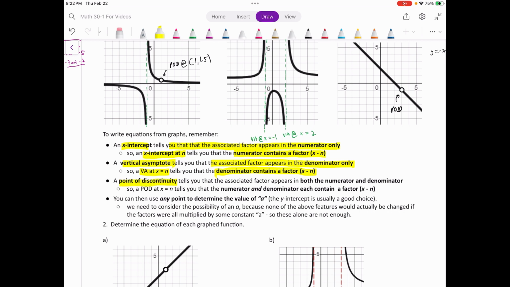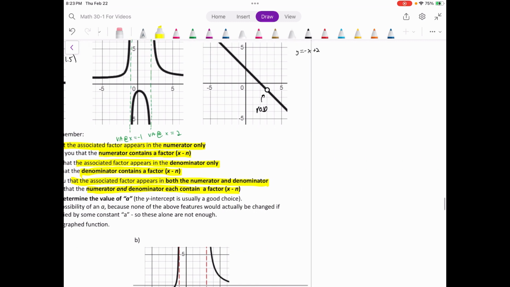A point of discontinuity tells us that the associated factor appears in both the numerator and the denominator and actually fully cancels out. Okay, so a point of discontinuity at x equals n tells us that the numerator and denominator each contain a factor x minus n. And we use this to just build the equation, right? Like we could say, all right, what's going to be in our equation? Well, it might have an x minus n up here because there's an x-intercept at n. And it must have an x minus p down here because there's a vertical asymptote at p. And it must have an x plus m in both the numerator and denominator because there is a point of discontinuity when x is -m, right? That kind of thing.